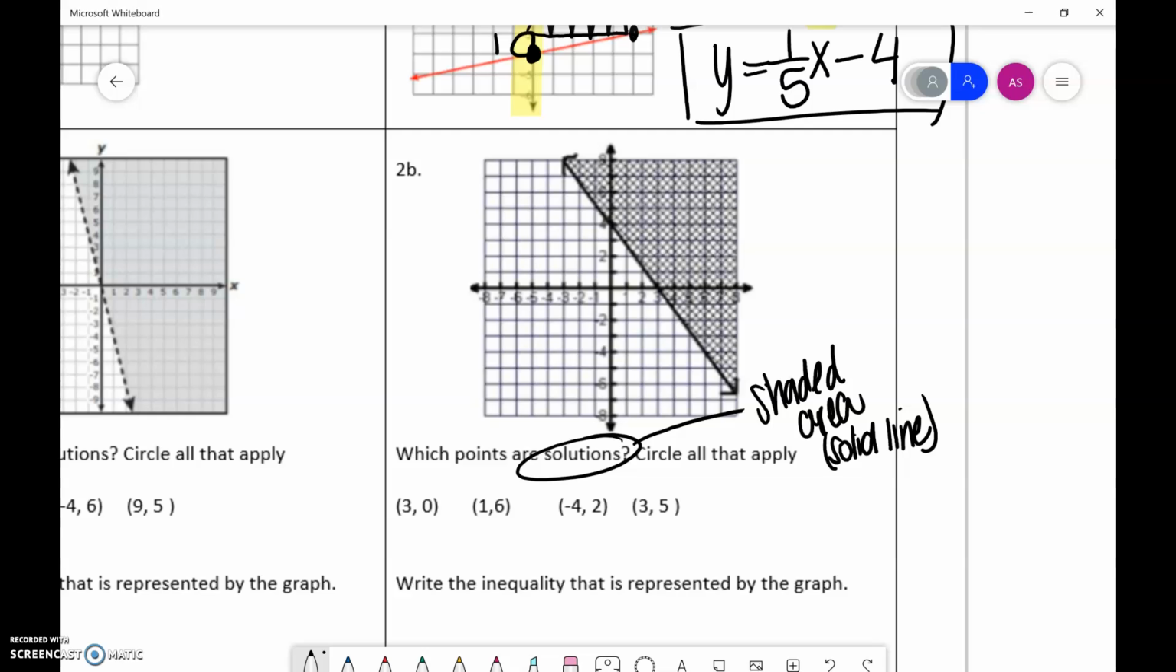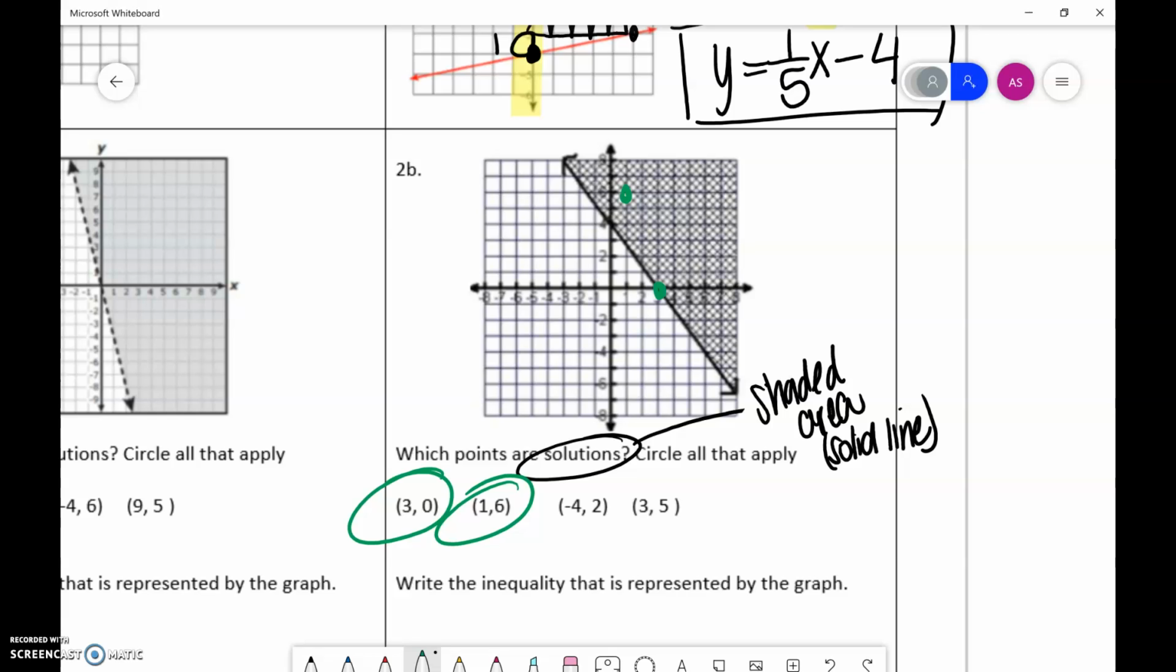So I'm just going to draw these points in. So I have (3, 0). See, that falls right on the line, but that line is solid. So I'm going to put that as one of our solutions. Okay, let's plot (1, 6). So (1, 6) is in the shaded area. So let's circle that one.